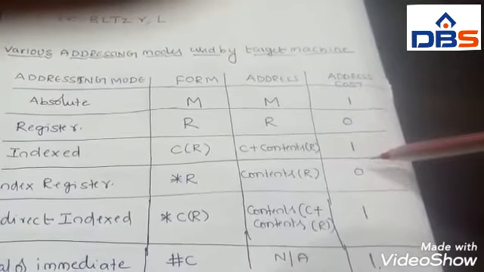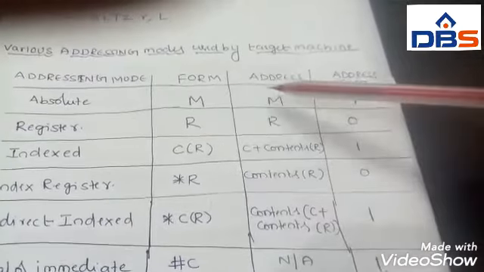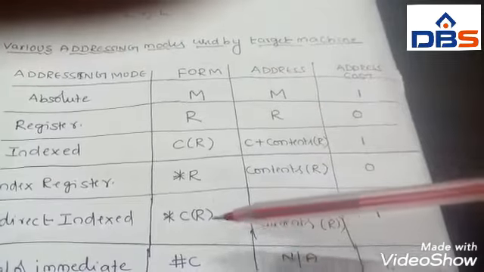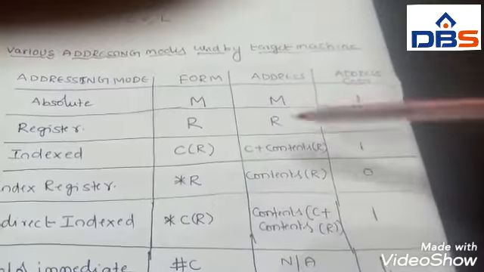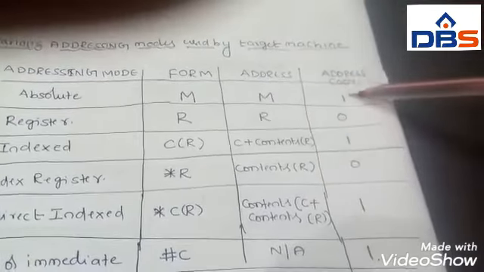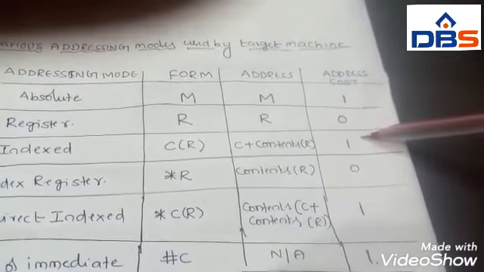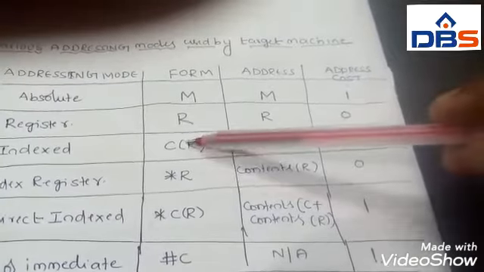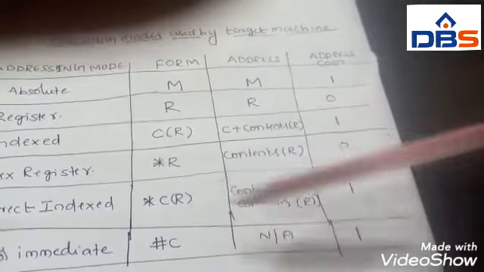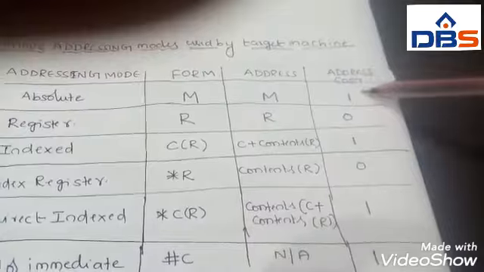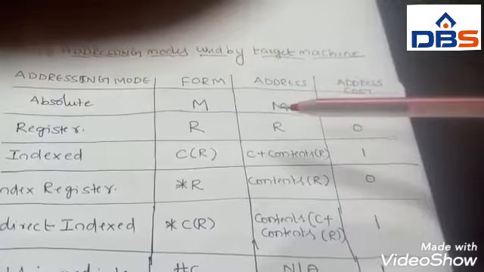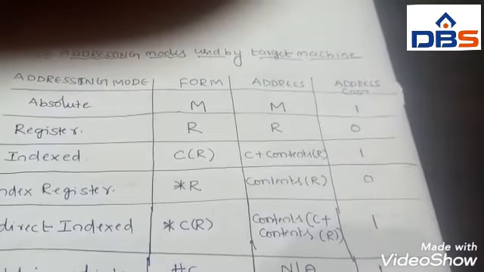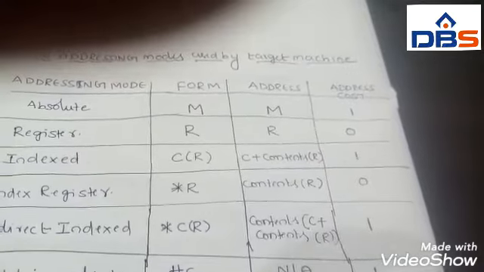Addressing modes involving memory or constant: see here, memory, and at the same time constant. So for addressing modes involving memory or constants, the cost is 1. Here 1, here also 1, because here constant, here also 1 because constant, and here also 1 because it is memory. So finally, the addressing modes involving register will have cost 0, and addressing modes involving memory or constants have cost 1.